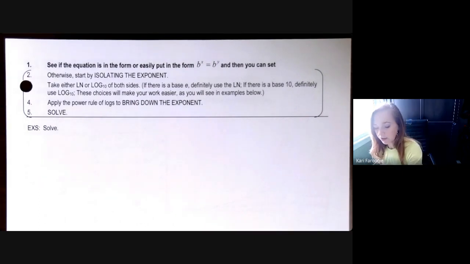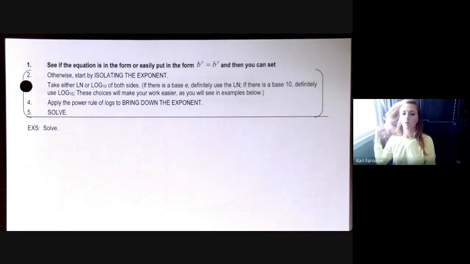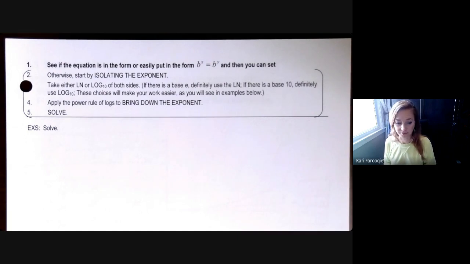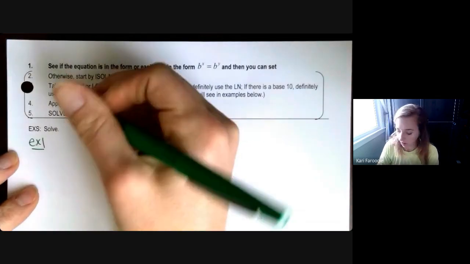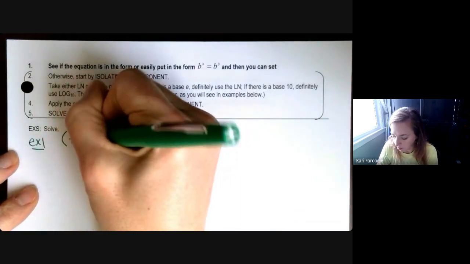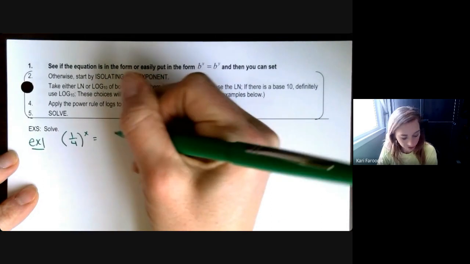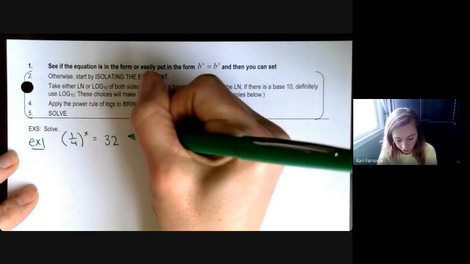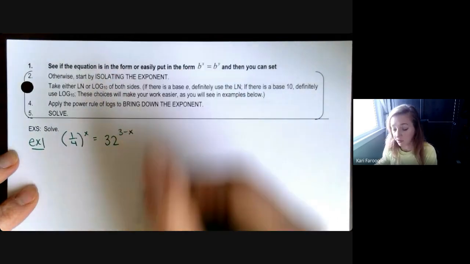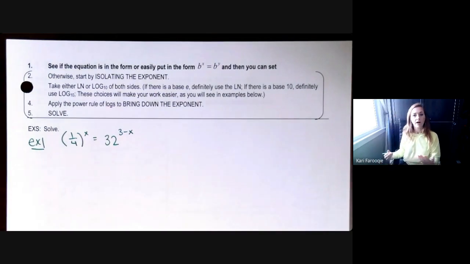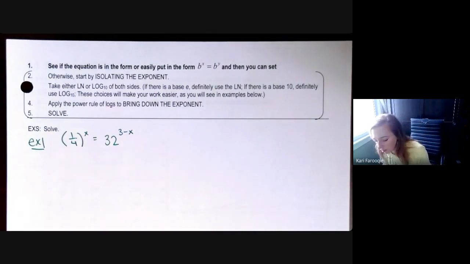And then in the next section, when we talk about logarithms, we'll talk about using logs to solve exponential equations, which is really cool. All right, the first example: this is going to be (1/4) to the x equals 32 to the 3 minus x. Now we have some instructions here.